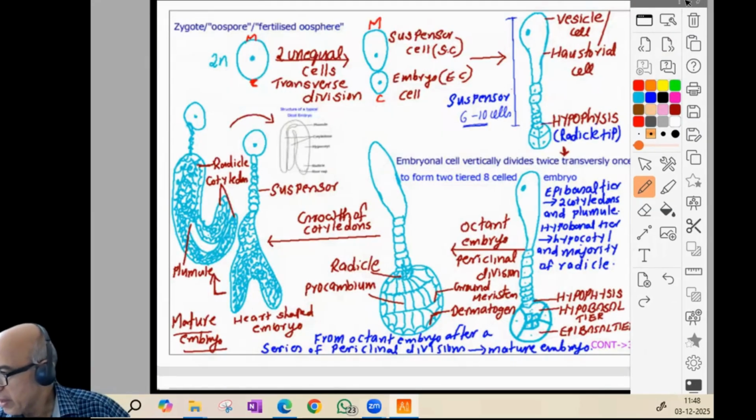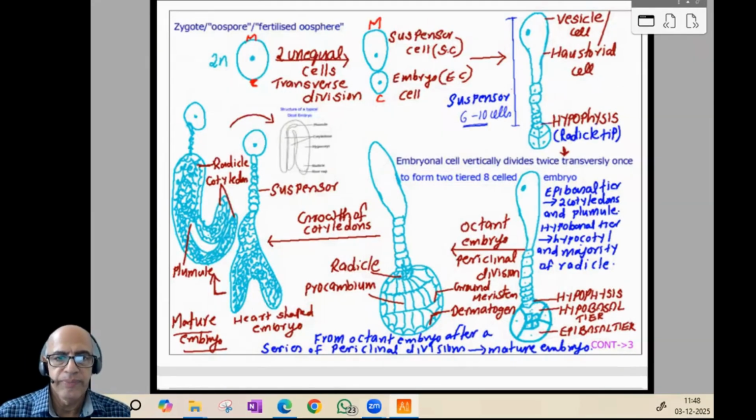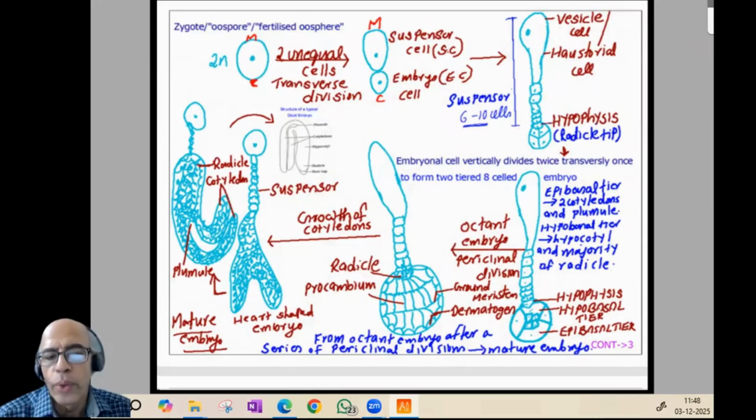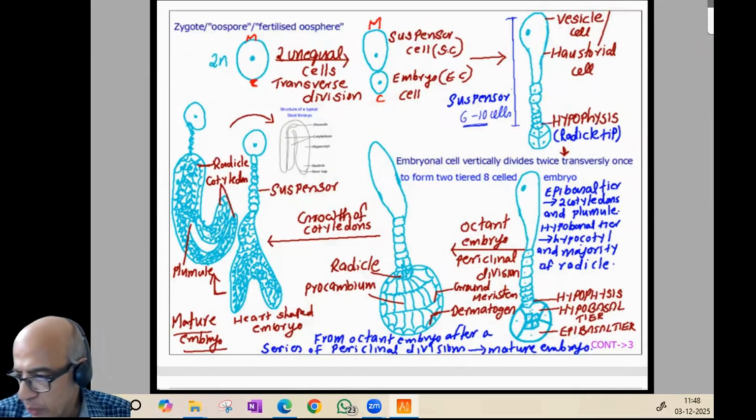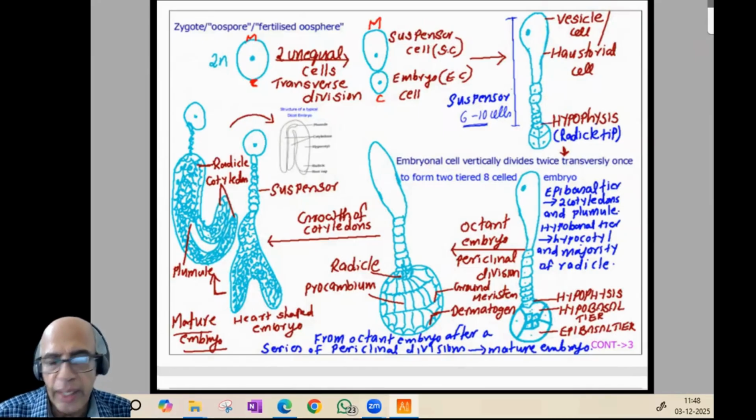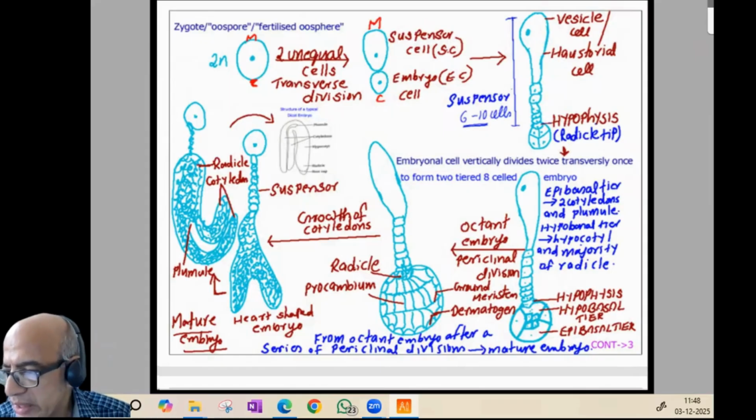When we start with the dicot embryogenesis, see the zygote, which is otherwise called oospore. Oospore is the diploid zygote, that is the fertilized oosphere. Oosphere is the egg, haploid. Oospore is diploid, so 2N, and everything I wrote there is represented as well, basic for you. It undergoes transverse division to form 2 unequal cells, that is cells marked as MNC.